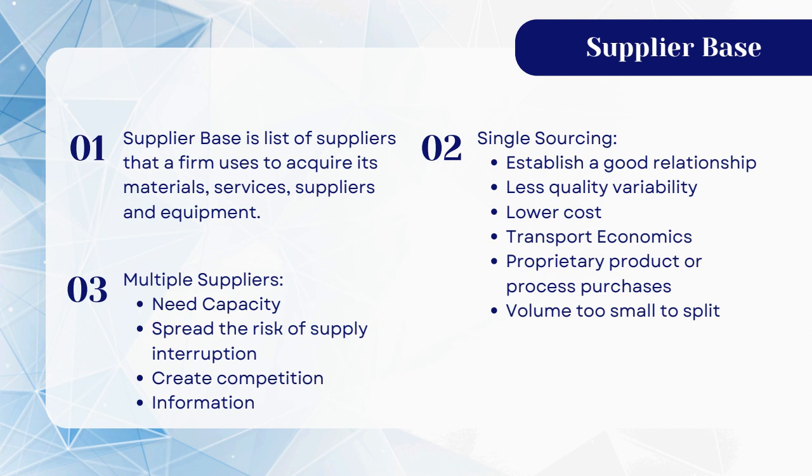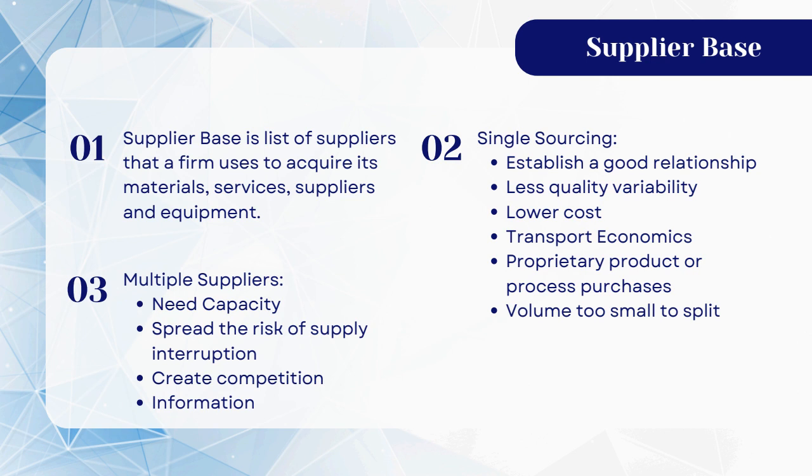Okay, then we move on to the role of the supplier base. So basically, the supplier base is a list of suppliers that a firm uses to get all of its materials, services, supplies, and any sort of equipment, to say the least. And single sourcing basically is where you're using a single supplier. So you want to be able to establish a good relationship with them because it's only one supplier that you're using, so that you have a mutually beneficial alliance with each other.